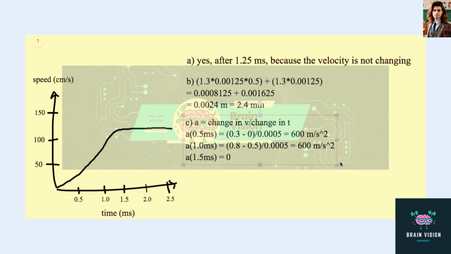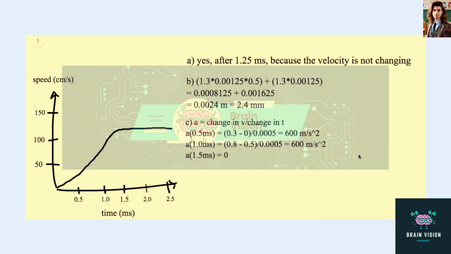Finally, for part D, you want to find the height at 3 different points. And this is going to be a lot like part B, except we're not going to add up the total area under the curve. We're going to only add it up to the relevant time.